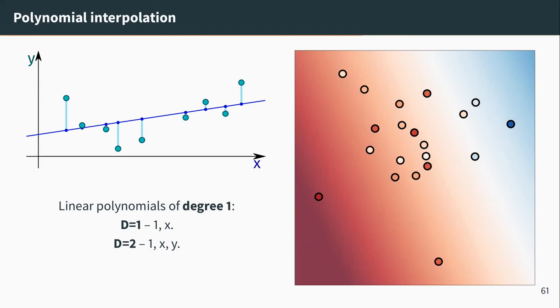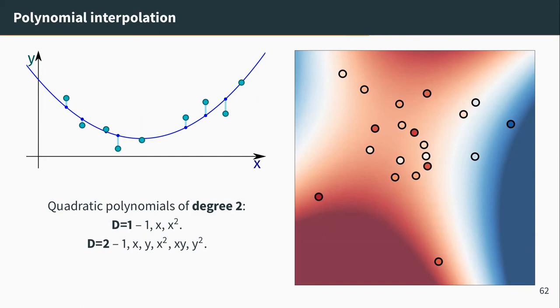Now what about quadratic regression? In dimension one, you know that. It's about having one, x and x squared. So you have 3 degrees of freedom, and basically you fit a parabola. In this data set, it looks great. In dimension two, what is interesting is that you don't have 3 degrees of freedom. You have six, because you have one, x, y, x squared, xy, and y squared.